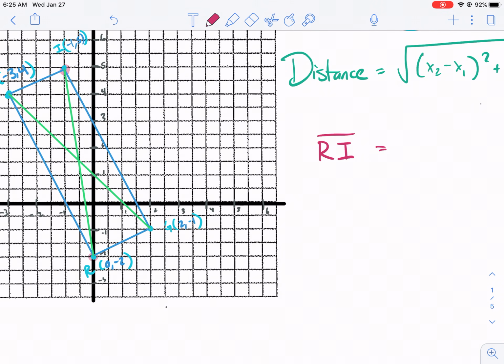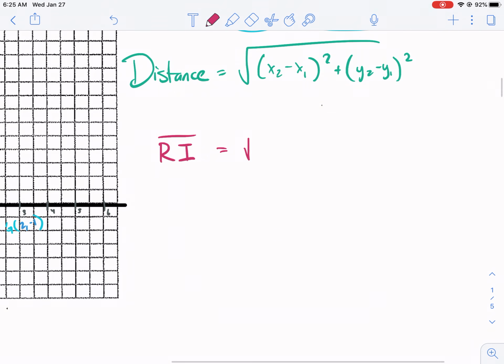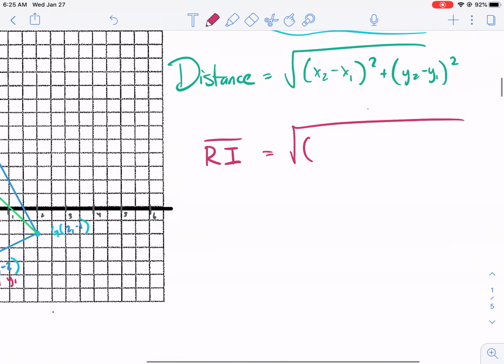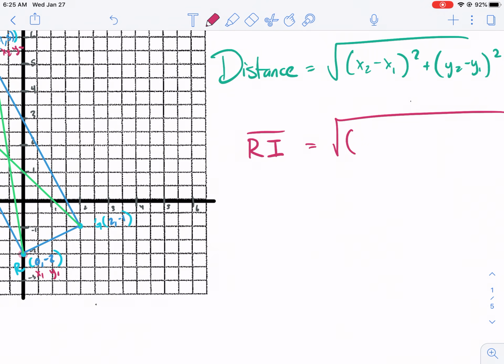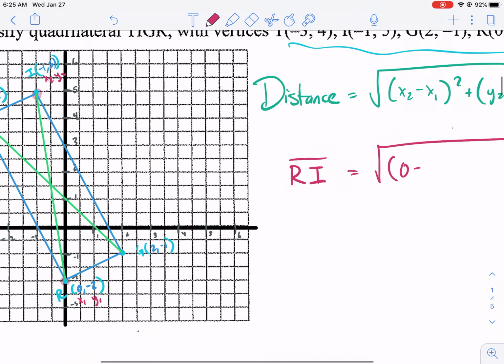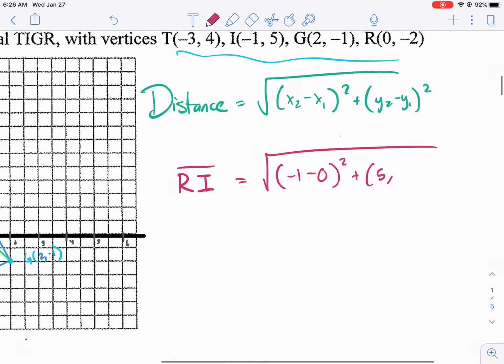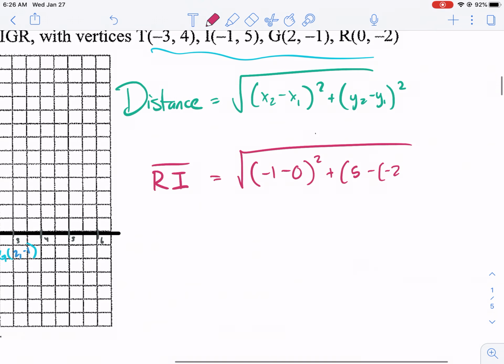Now, what I'm going to do here is label this x1, y1, x2, y2. I'm going to show you another way to do it in case you don't like the distance formula. I personally am not a huge fan, but sometimes it's useful. So my x2 is negative 1, my x1 is 0, squared, plus my y2 is 5, and my y1 is negative 2. So 5 minus negative 2, and squared.